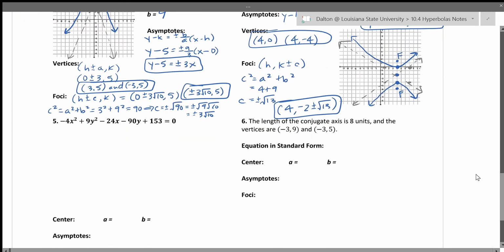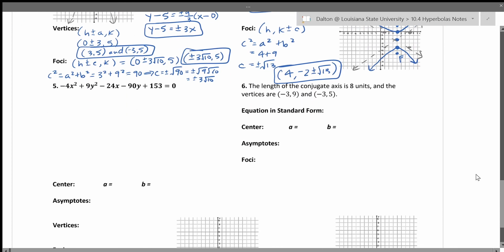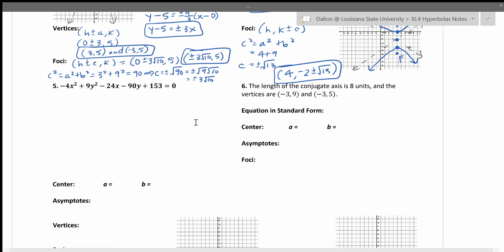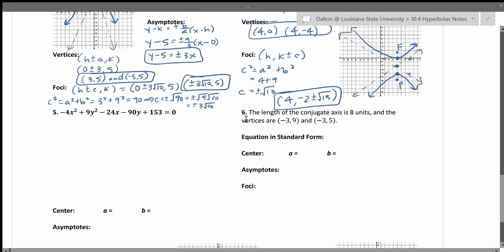Okay, number 5 is the doozy. We've done one like this for circles and a couple like this for ellipses, where I don't give you the equation in standard form and you have to make it happen. So in order to do that, I've got to rearrange my stuff. I'm going to group my x's, negative 4x squared minus 24x. I'm going to leave room for a new c. Plus 9y squared minus 90y plus a new c is equal to my constant on the other side, which will be negative 153.